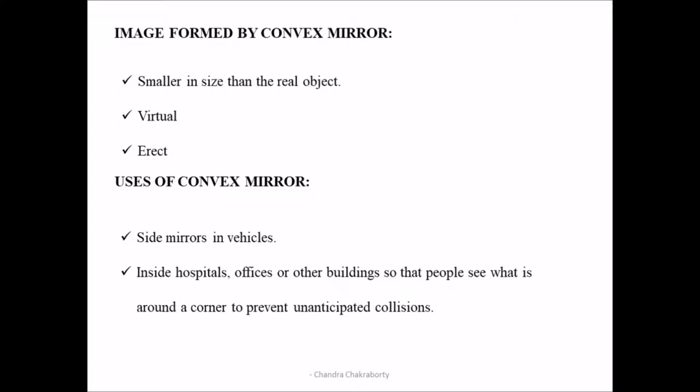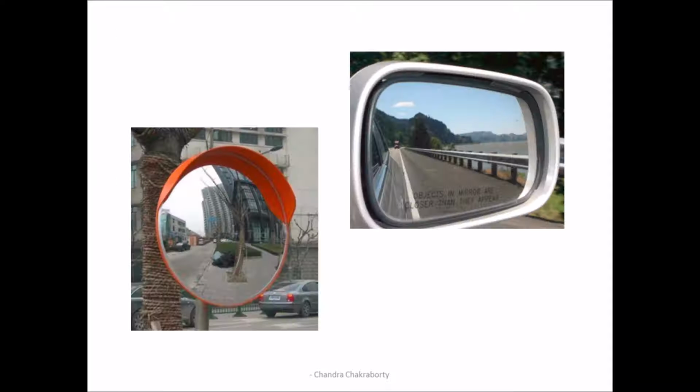Using that rear view mirror, we can see the traffic behind our vehicle. And it is also used inside hospitals, offices, buildings or streets, especially on curved roads, so that people can see what is around the corner to prevent unanticipated accidents or collisions. So here I have given two images. The first one shows the kind of convex mirror that is used in streets to avoid unanticipated collisions or accidents. And the second one shows a rear view mirror that helps us get an idea of the traffic behind our own vehicle.